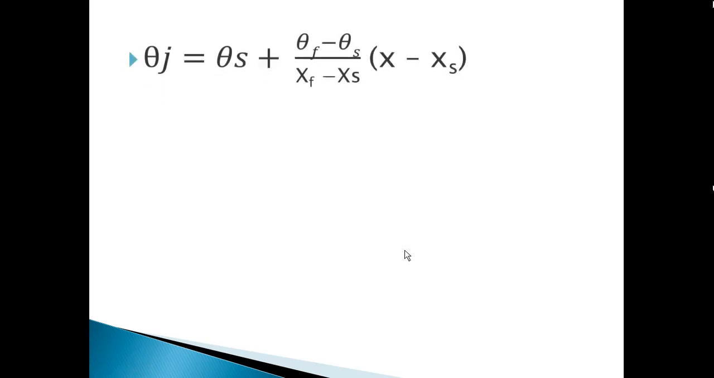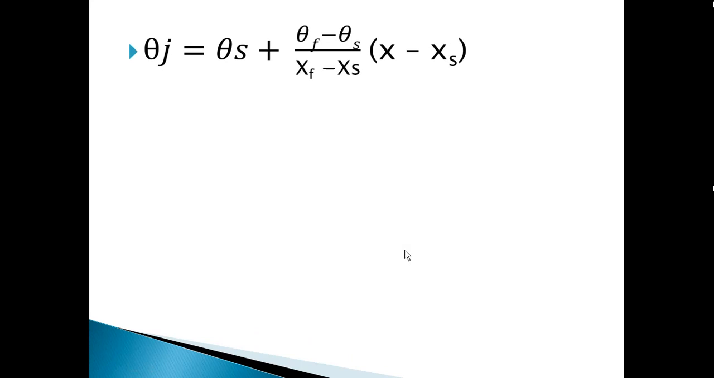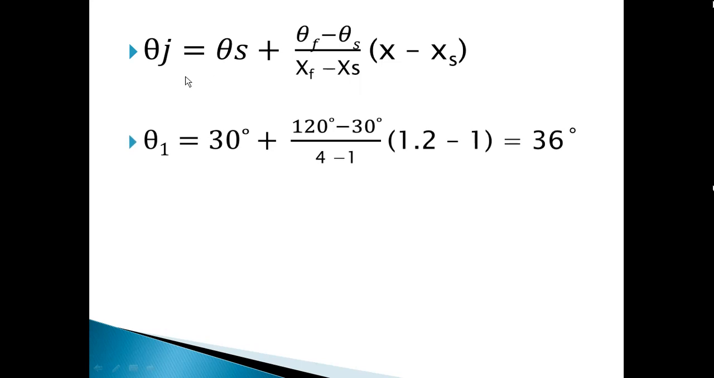Then, we have found the values of linear displacement for input motion as well as linear values for output motion, that is x and y, at the three different precision points x1, x2, x3, y1, y2, y3. Now we are finding the input angle and output angle at the respective precision points with the help of this formula: theta j equals theta s plus (theta f minus theta s) upon (xf minus xs) into (x minus xs).